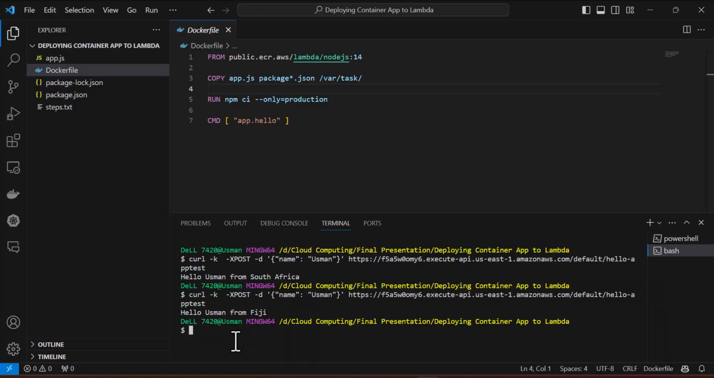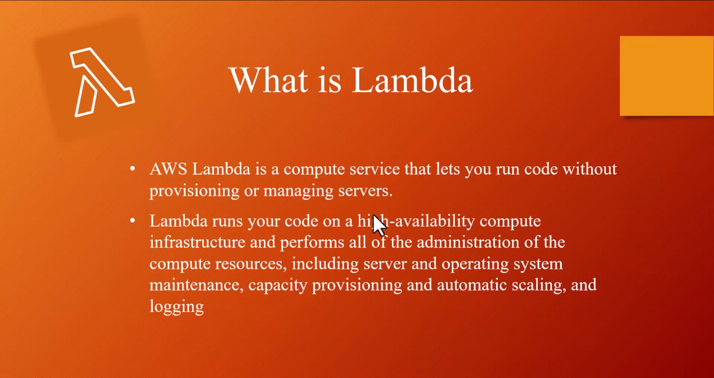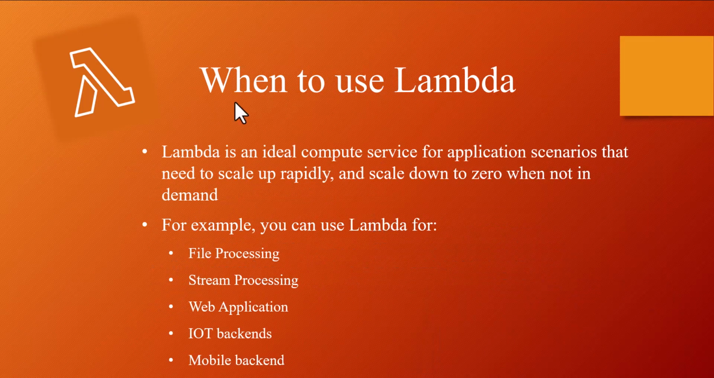That's all for today. For our presentation we have these five examples. You can use Lambda functions for IoT backends, mobile backends, stream processing, and file processing, and that's all.